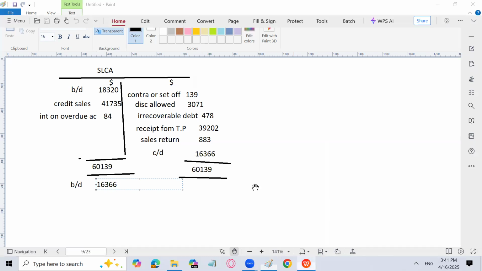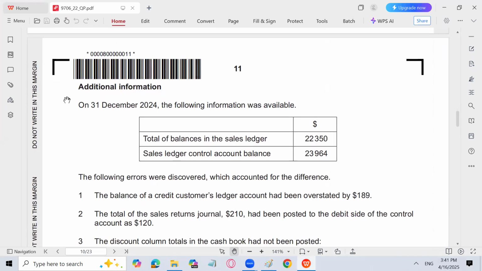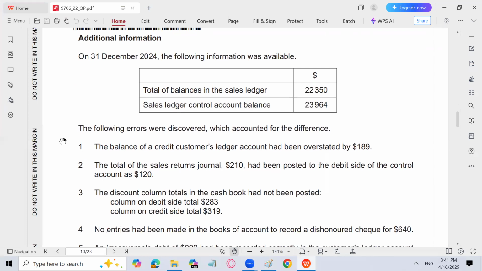Okay. Now let's move forward. We have prepared the sale ledger control account. Only 5 marks are there because this is a simple part. On 31st December, the following information was available. Total of balances in the sale ledger is 22350, whereas sale ledger control account balance is 23964. These two balances should be equal because sale ledger control account is a total trade receivable account and total of balance is the total of individual trade receivable prepared in the sale ledger. They are not equal. So we have to prepare a control account reconciliation.